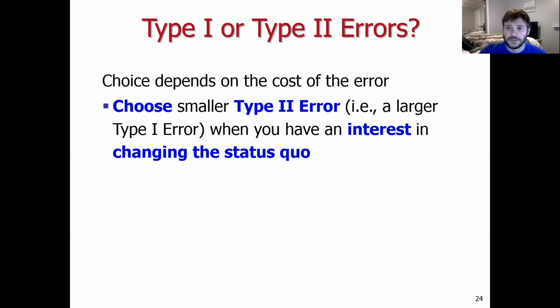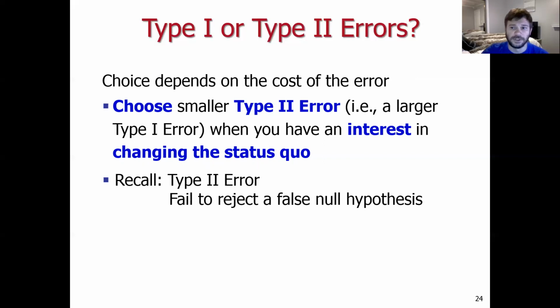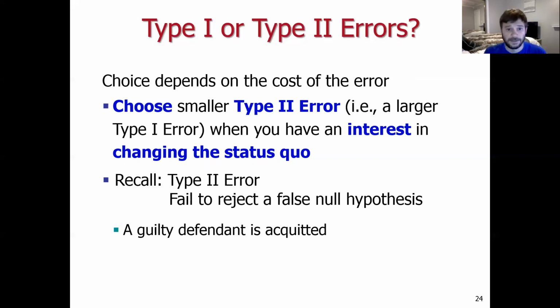Conversely, if you choose a smaller type 2 error, you would want to do this when you have an interest in changing the status quo. So again, that type 2 error is the failure to reject a false null hypothesis. And in the context of our legal quandary, this is a situation where a guilty defendant is acquitted by mistake.